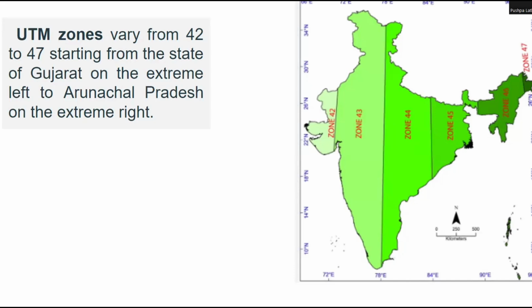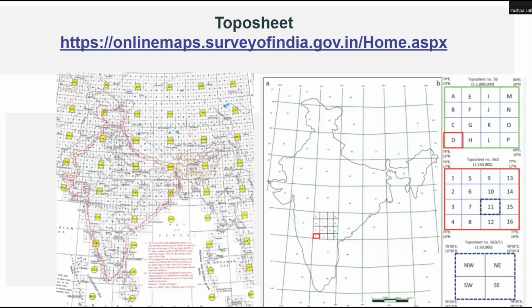Basically, we will be working on the Indian datum and Indian projects, so I'm explaining the UTM zones for India. However, you can explore the world wherever you want to work on a project. You can check the UTM zone and work on that particular study area. Zones 42 to 47, ranging from Gujarat to Arunachal Pradesh, cover India. You can see in the map a difference of 6 degrees longitude, from 72 degrees to 78 degrees longitude.